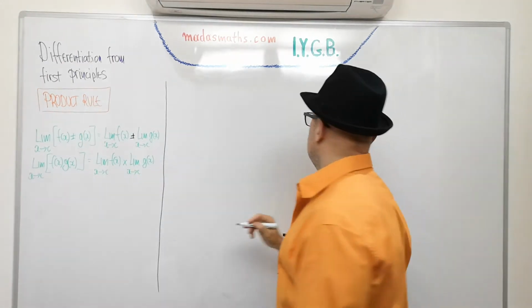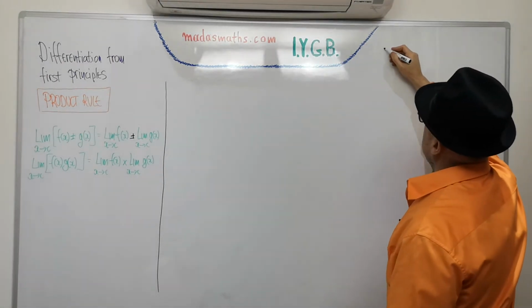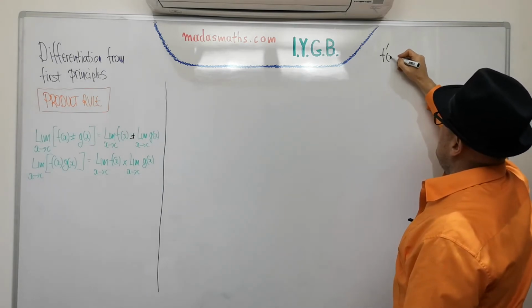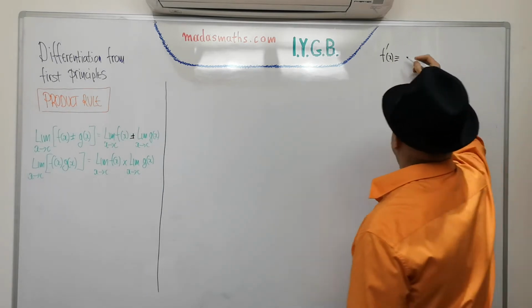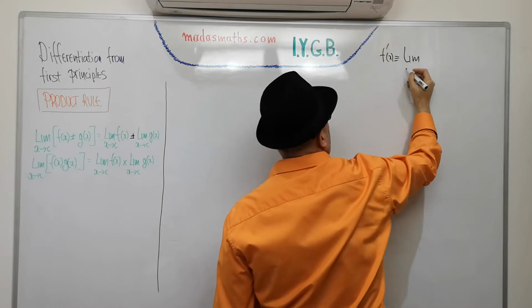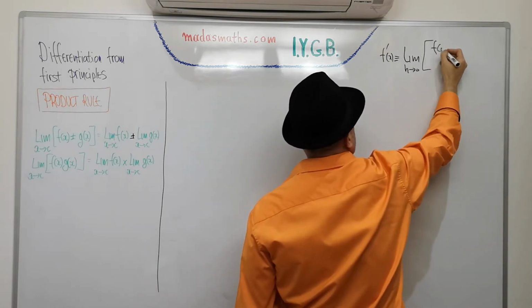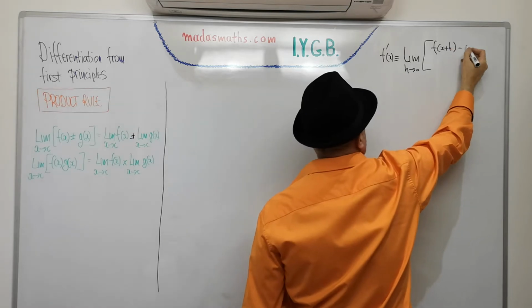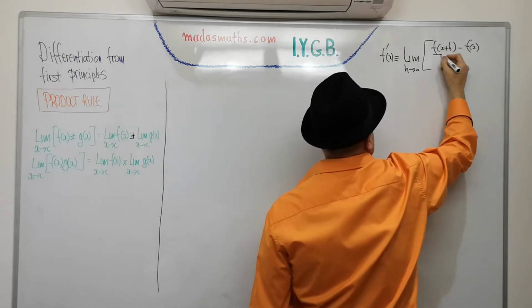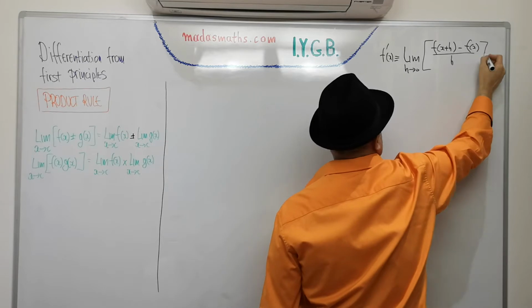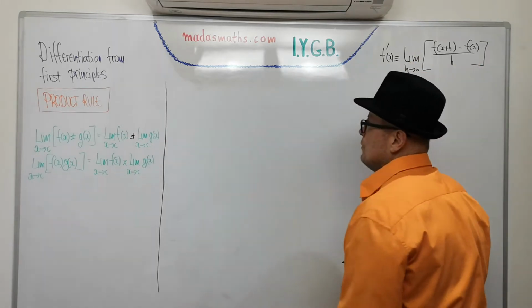So of course the definition of the derivative, I'm going to write that up here. f dash of x is of course the limit as h tends to 0 of f of x plus h minus f of x, the whole thing divided by h. Okay, so this is the definition of the derivative.